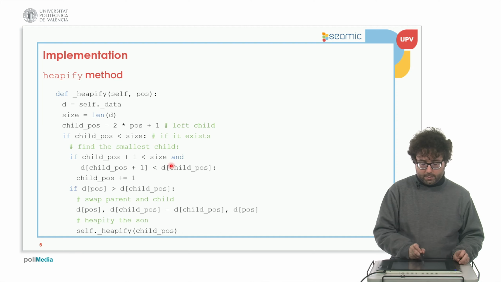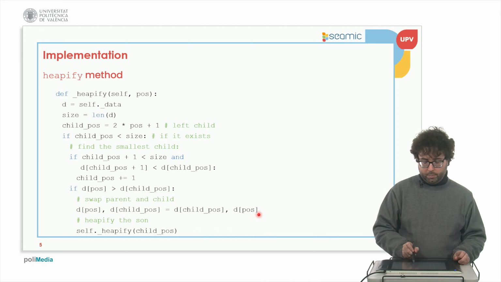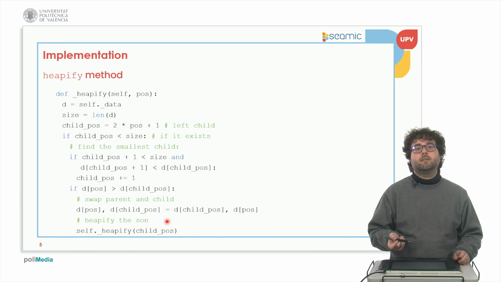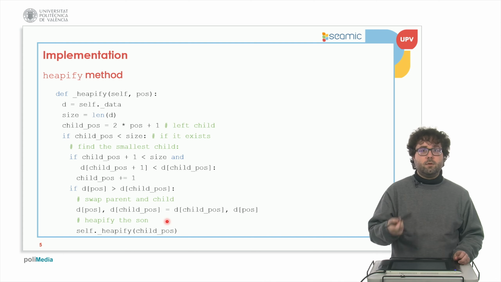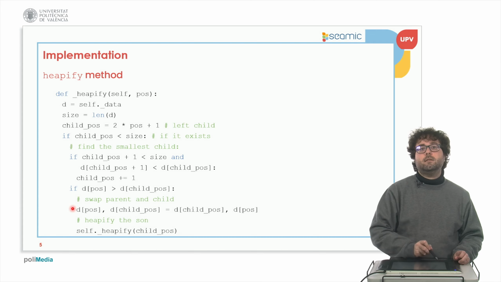So in this case, that's what we're doing. We find which is the smaller child, and in case that child is smaller than its parent, we swap positions and then make the recursive call to heapify. Because remember, this is a recursive function, and the base case is when the element is a leaf, that is, when there are no children and it does not enter inside this if.